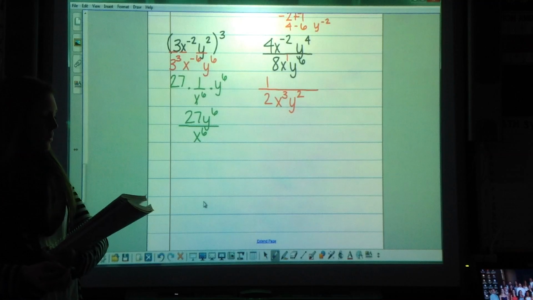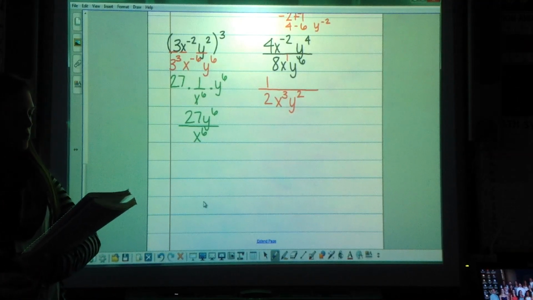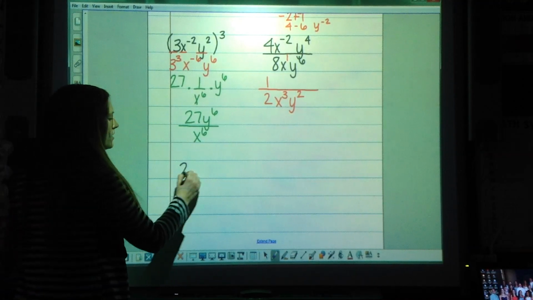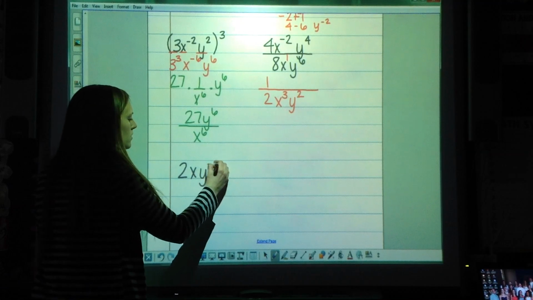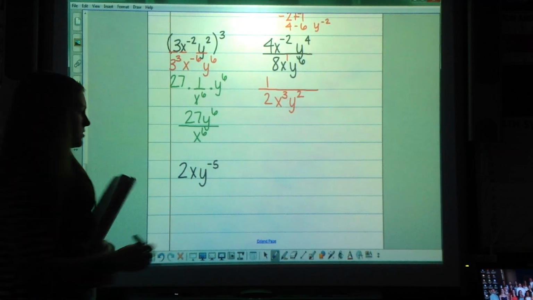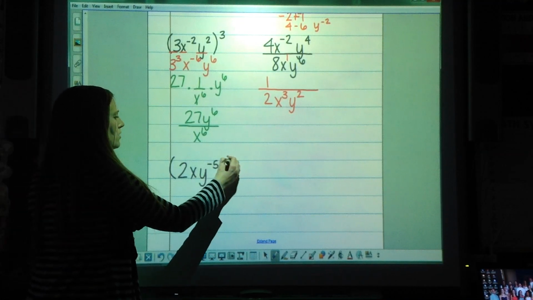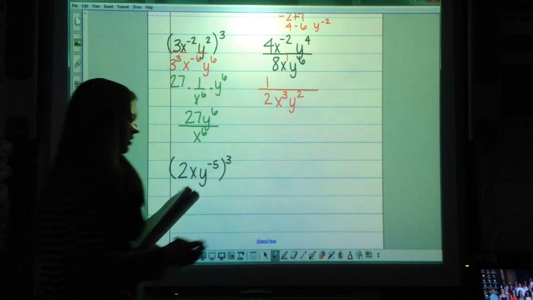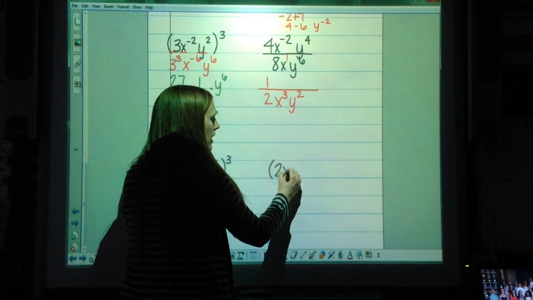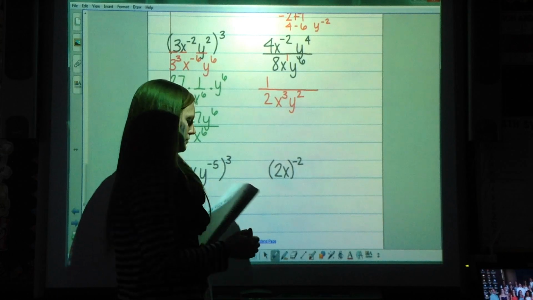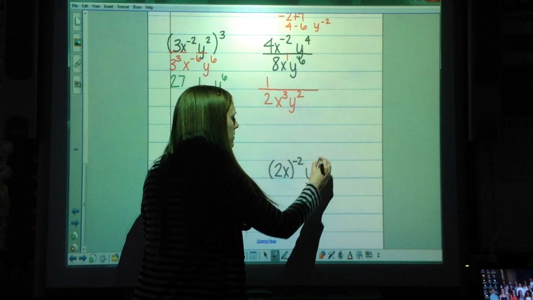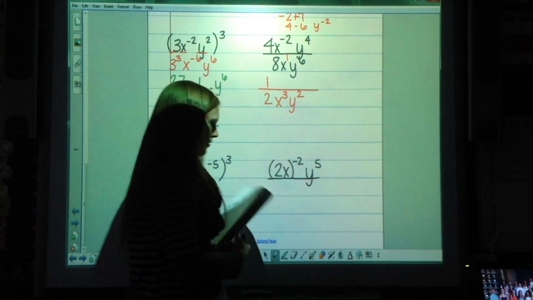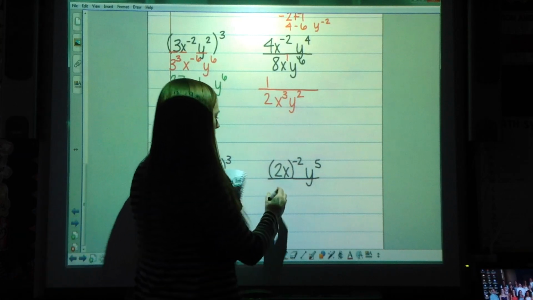Last 2 problems I want you to try by yourself. 2xy to the negative 5th. That whole quantity is cubed. Then try the quantity 2x to the negative 2nd, y to the 5th, over negative 4x squared.